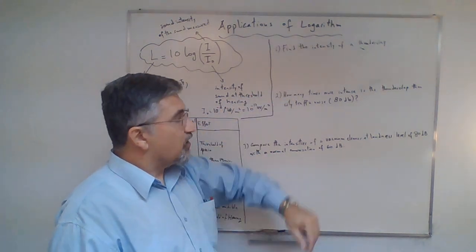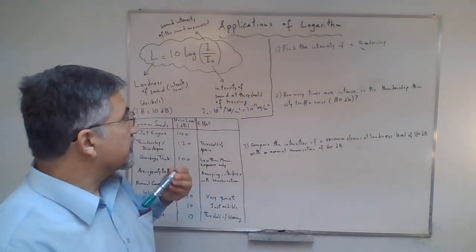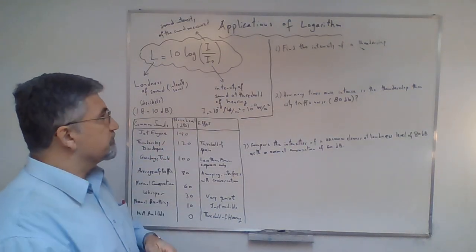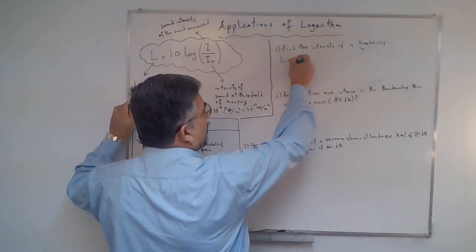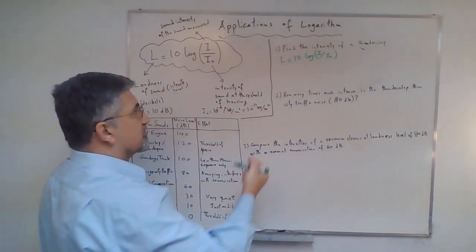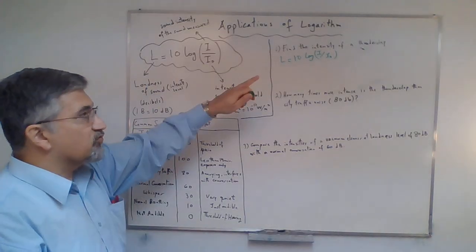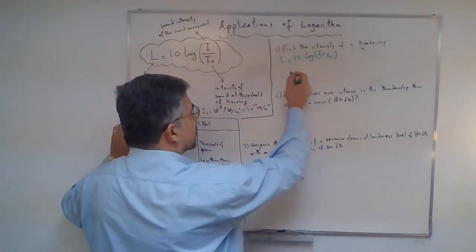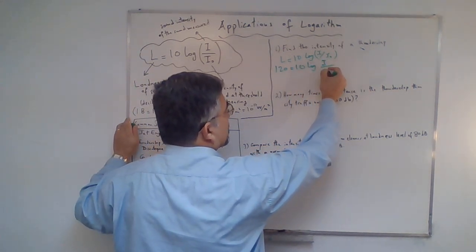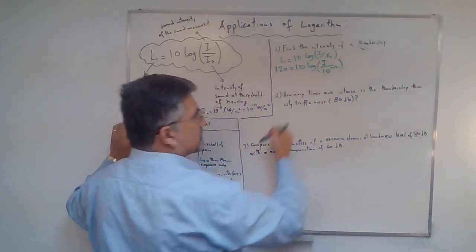It says find the intensity of a thunderclap. That's what the question says. Find the intensity of the thunderclap. So thunderclap, we said that the noise level is 120 decibels. Okay, so we're going to say L equals 10 times log of I over I naught, and the sound intensity level is 120 decibels for thunderclap. So that is 120 equals 10, and then this is log I over 10 to the exponent of negative 12 watts per square meter is the unit of measurement.